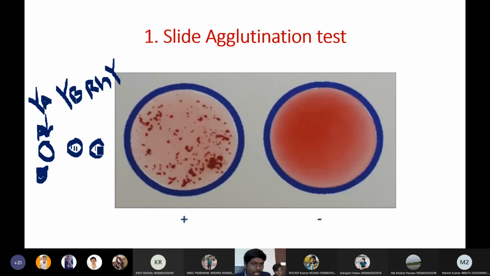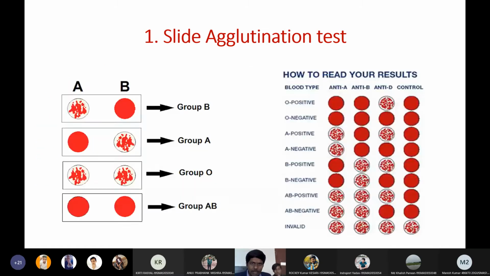For this work, Karl Landsteiner received the Nobel Prize in 1930. A great achievement by Karl Landsteiner. This is all about blood grouping. I hope I need not say much about this.